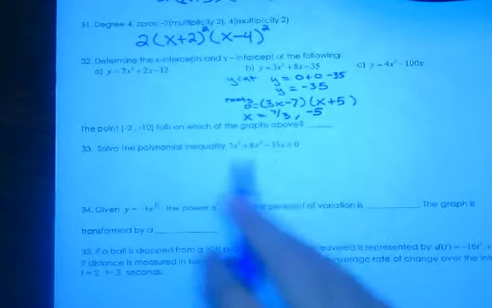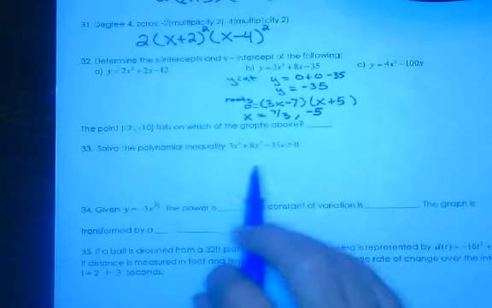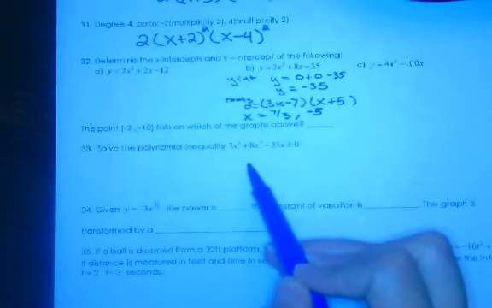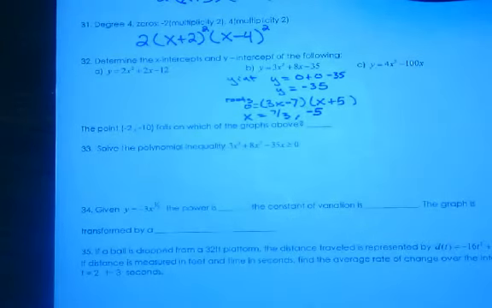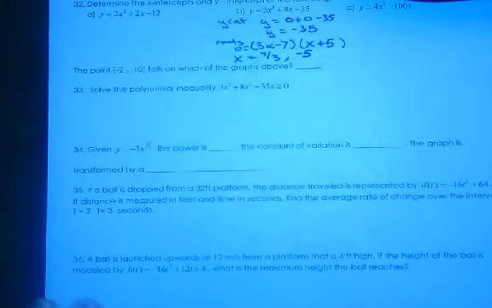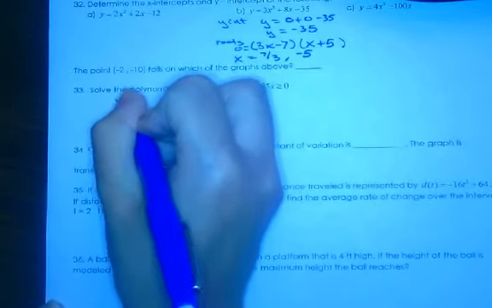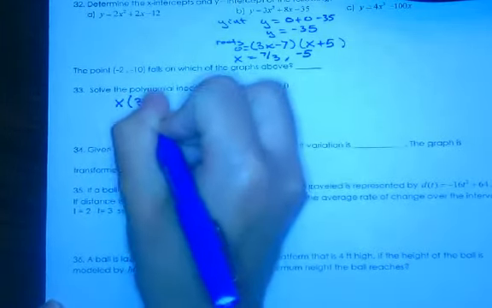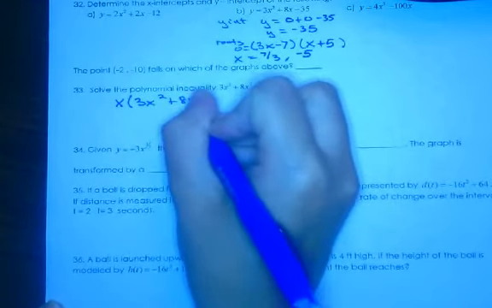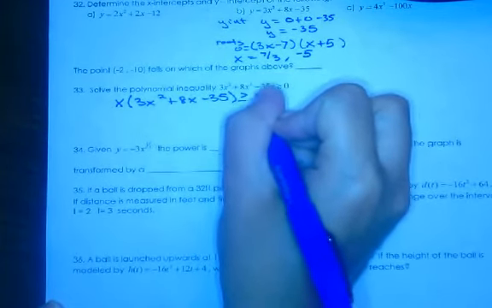All right, more interesting though. Solve the polynomial inequality, this greater than or equal to 0. Now I did this on purpose. See how we just spent all this time factoring that one? This is very similar. It's not exactly the same, but all I need to do is factor out an x to make it the same. Okay, so let's factor out an x. So if we pull out an x, we're left with 3x squared plus 8x minus 35 greater than or equal to 0.